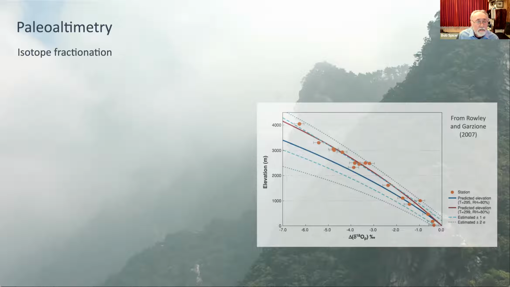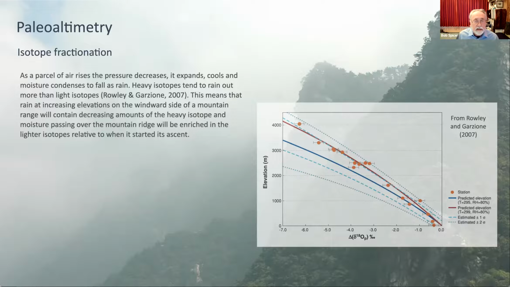And lastly, in this paleoaltimetry section, we can also look at the degree to which isotopes get fractionated as they evaporate and condense, rising up through the atmosphere. Now, this is, if you like, an isotopic lapse rate. It's temperature dependent. And here is an example of a relationship from Rowley and Garzione.